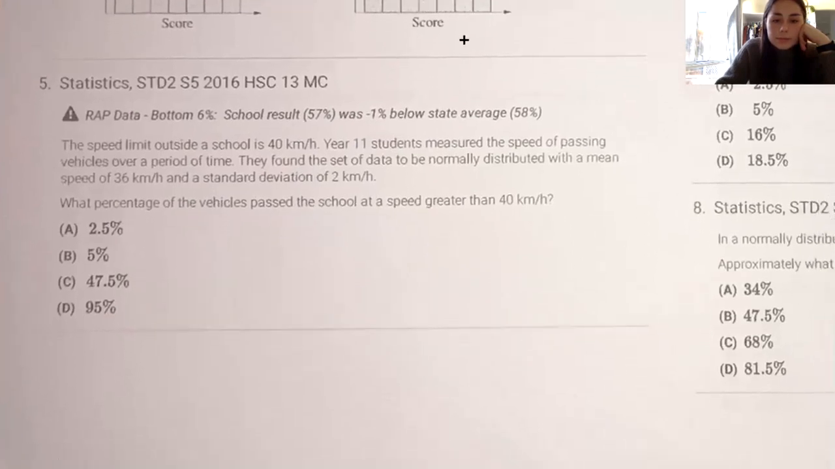Question 5. The speed limit outside of school is 40 kilometers per hour. Year 11 students measured the speed of passing vehicles over a period of time. They found the set of data to be normally distributed with a mean of 36 and a standard deviation of 2.